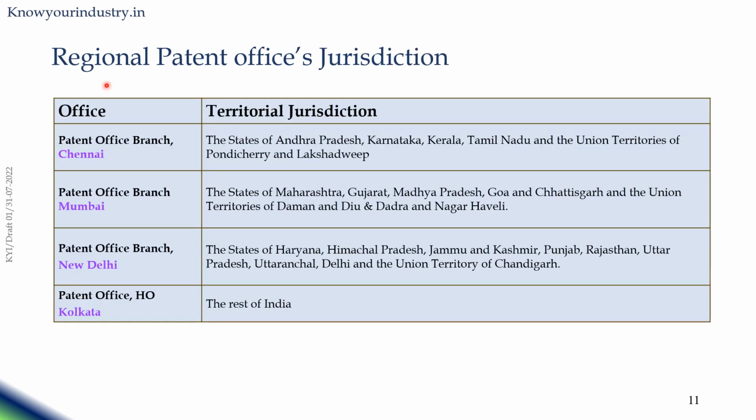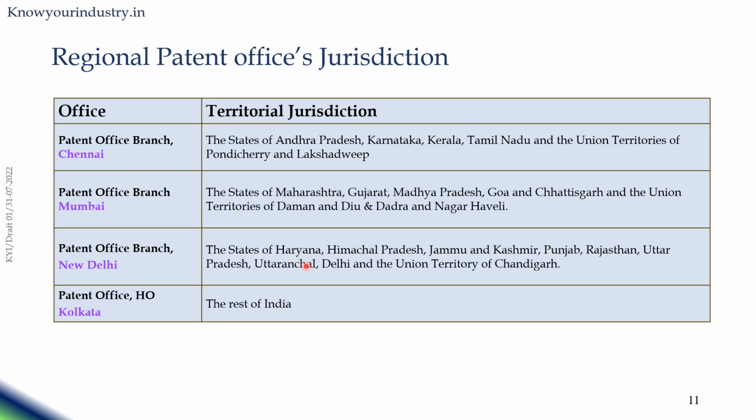Where can we file our patent application? The table shows regional patent office jurisdiction. The states of Andhra Pradesh, Karnataka, Kerala, Tamil Nadu, and the union territories of Pondicherry and Lakshadweep. The inventors from this region can file their patent application in Chennai Patent Office. The states of Maharashtra, Gujarat, Madhya Pradesh, Goa, Chhattisgarh, and the union territories of Daman and Diu, Dadra and Nagar Haveli. So the inventors from this area can file patent application in Mumbai.